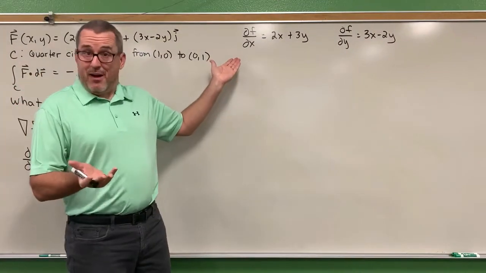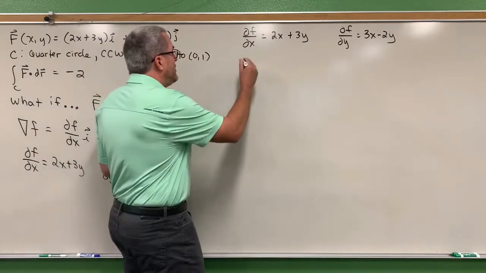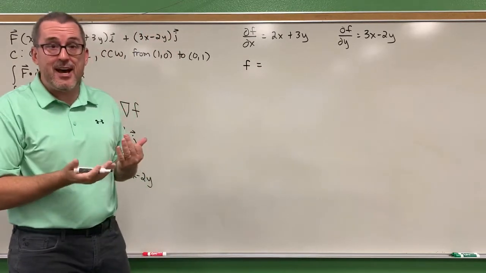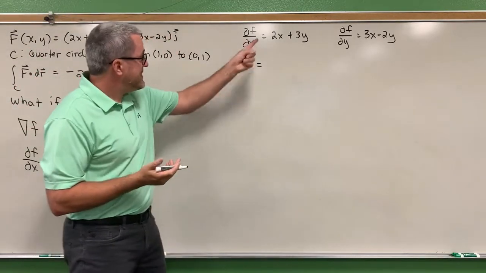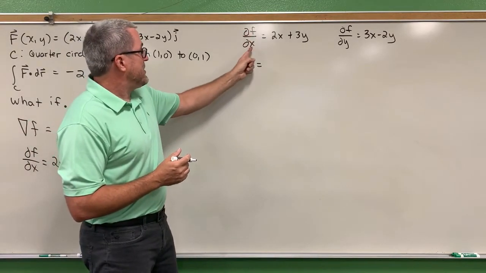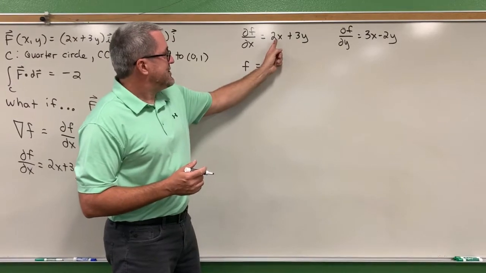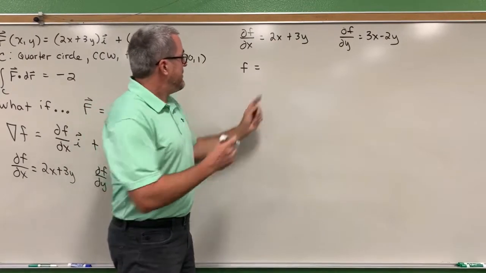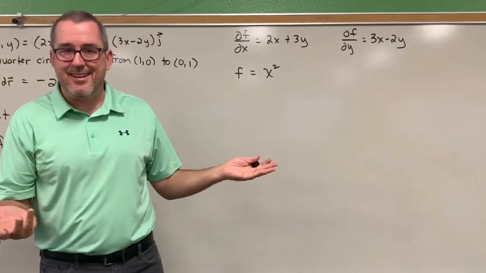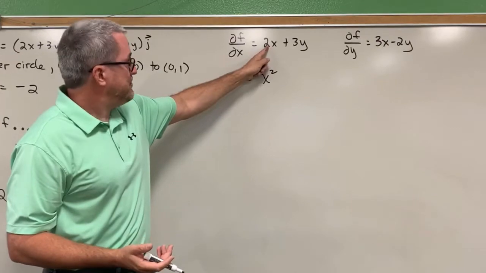So let's think about this. What if this was df/dx? Could we work our way back and figure out the function f such that df/dx was 2x plus 3y? Now remember, this is the partial derivative with respect to x. If the derivative with respect to x turned out to be 2x, then the function must have been x squared. Notice I'm just taking the antiderivative. The derivative of x squared is 2x with respect to x.